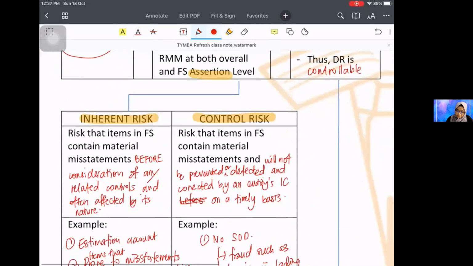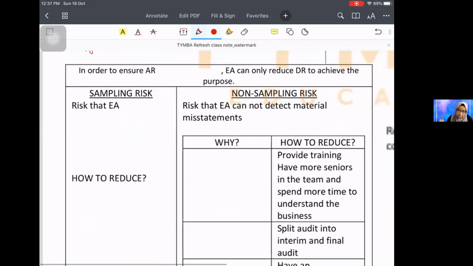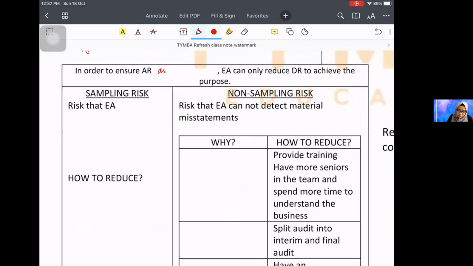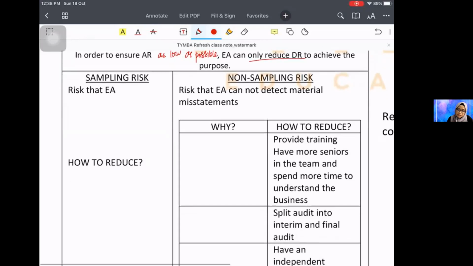Okay, now let's move to detection risk. So tadi kita dah discuss, in order to ensure audit risk as low as possible, EA can only reduce DR to achieve the purpose. We cannot control the RMM just now. We cannot control the having no segregation of duties. We can only recommend, tapi kita tak boleh nak control. Kalau dia orang tak nak buat, then tak nak buat jugalah. And then estimation account pun we are talking about judgment, so that is something that is not controllable. So when we talk about detection risk, we can divide detection risk into two further risks. One is sampling risk, another one is non-sampling risk.